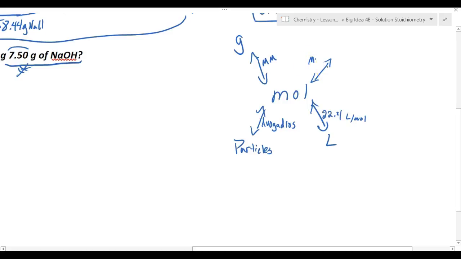Molarity lets you convert between moles and liters. So this is a second way to convert to liters. The difference between this one and this one is that this is liters of a gas at STP, and this is liters of solution. In this unit, we are going to be mainly using liters of solution. So you're going to get used to using molarity as a conversion factor to convert between moles and liters. This is very important.